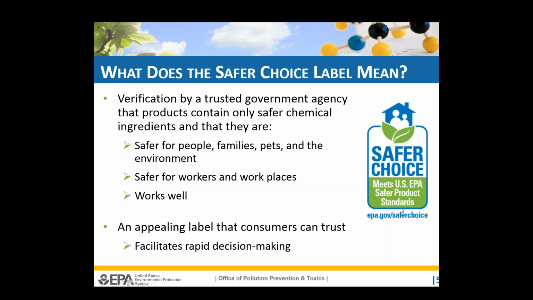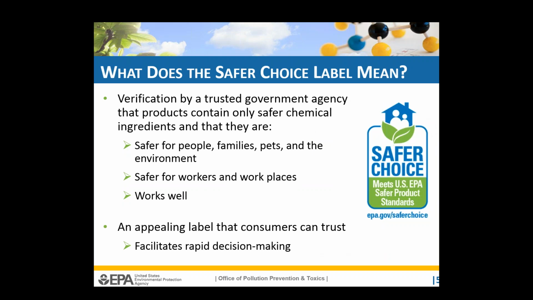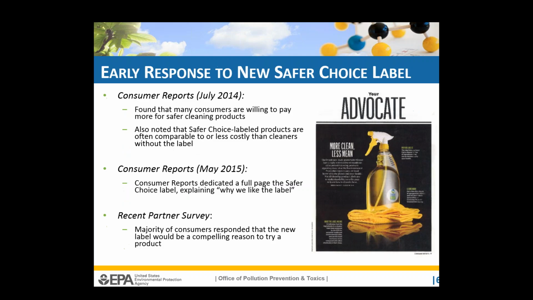The primary goal of this logo, let's go back, is to make it easy for folks to find products that meet our standards. And here's some quick first responses that we've gotten about the new logo. Consumer Reports has been following it fairly closely. When we announced the logo in March, they ran a little tiny blurb in their online magazine, and then they followed it up with this article on the right-hand side in their May issue. It basically says why they like it. It's the message in the upper right-hand corner.